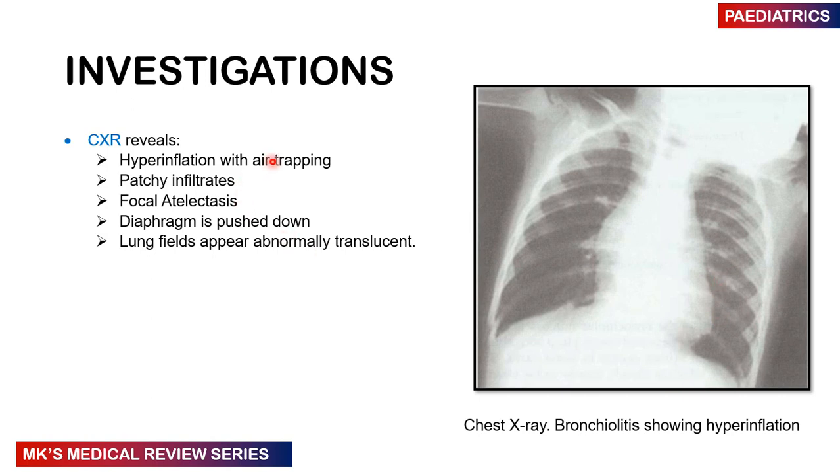You may see air trapping. So as you can see, the lungs are appearing darker than they normally should be. You may see some patchy infiltrates. You may see focal atelectasis. The diaphragm may be pushed downwards, or it may be appearing flat. Then of course the lungs appear abnormally translucent, like they do here. They're appearing darker than usual.